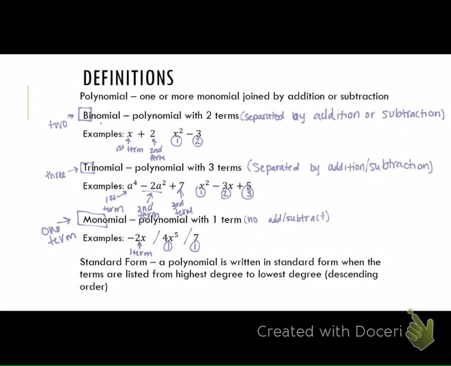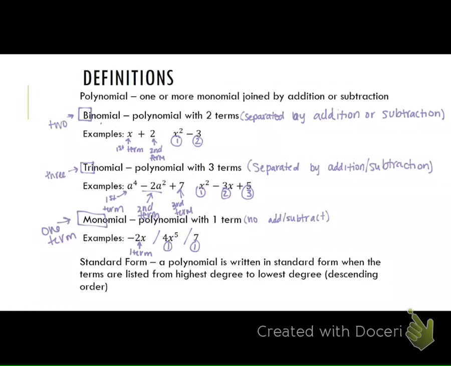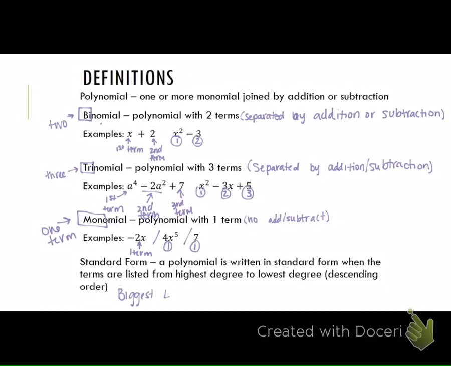All right, so if it has more than 3 terms, it is just considered a polynomial. That is its classification. So what does it mean to be in standard form? A polynomial is written in standard form when the terms are listed from highest degree to lowest degree. What that means, which is also known as descending order, is biggest exponent to smallest exponent.